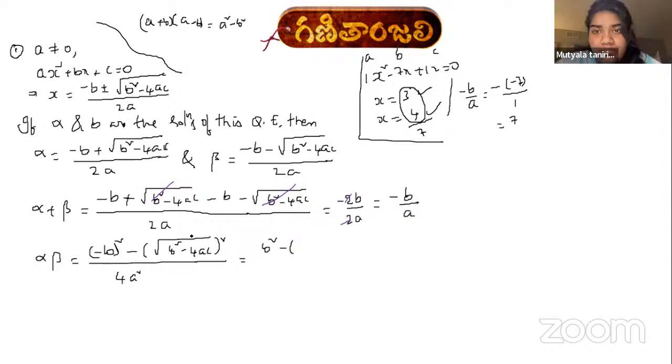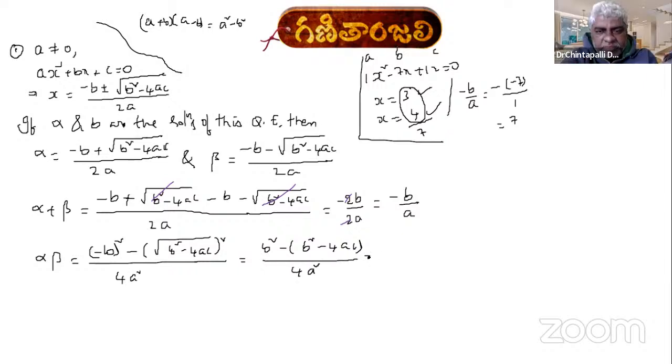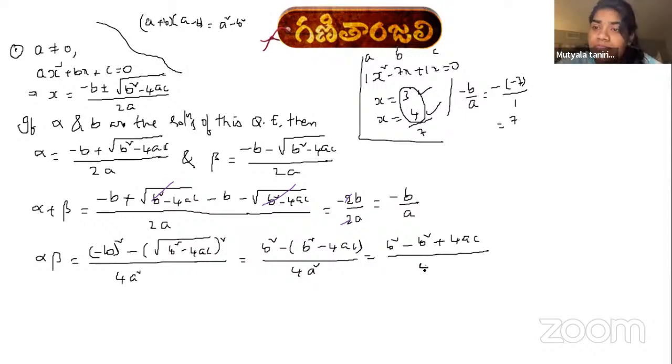Now root and square get cancelled. The value is b square minus, in brackets, b square minus 4ac, by 4a square. When we open the bracket, signs will be multiplied. Minus times plus is minus b square, and minus times minus is plus 4ac, by 4a square.